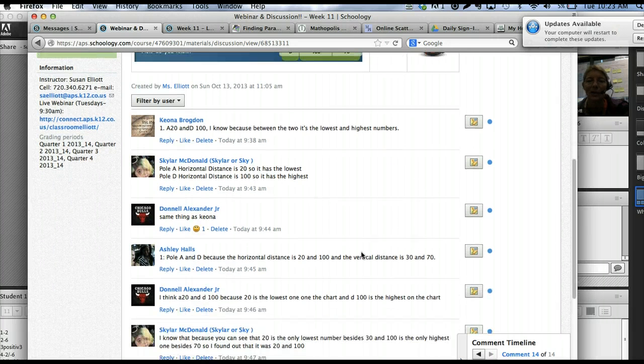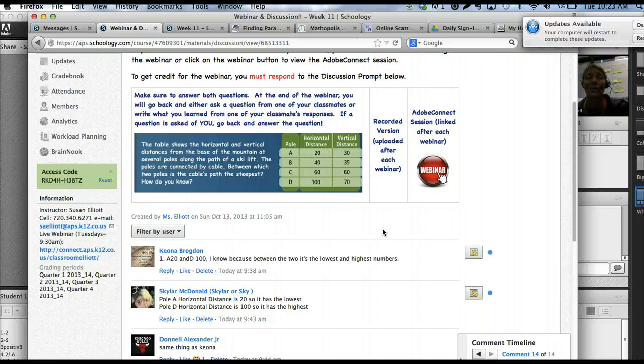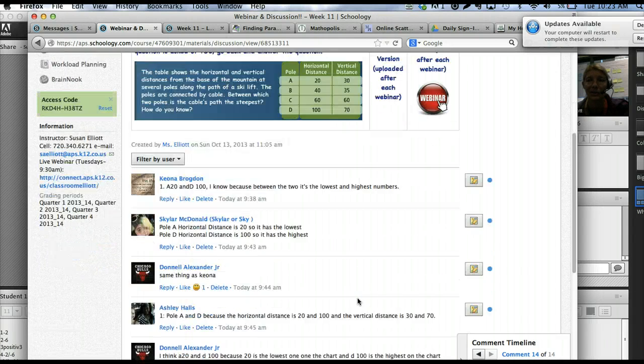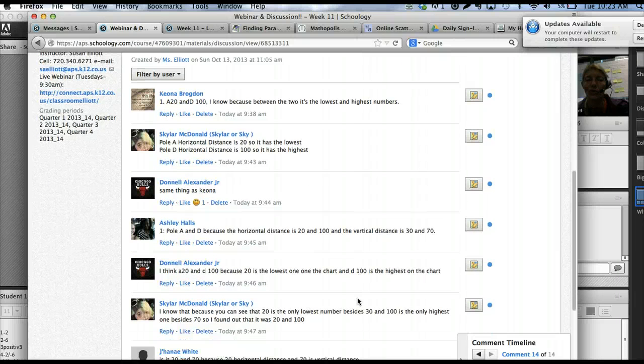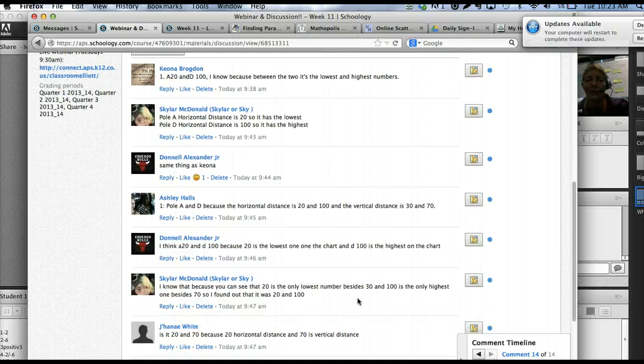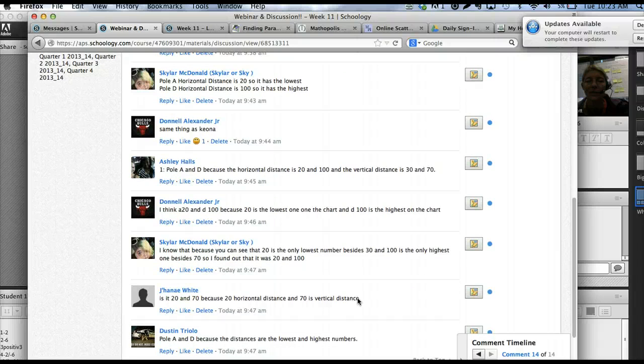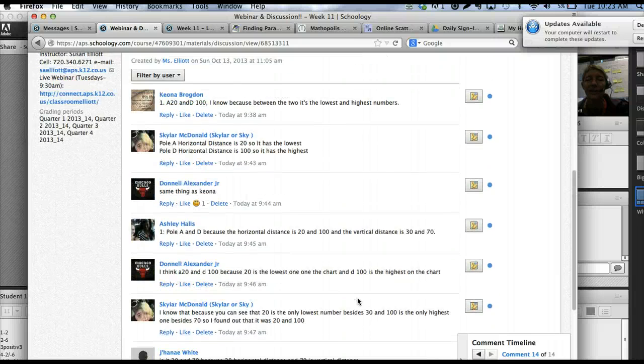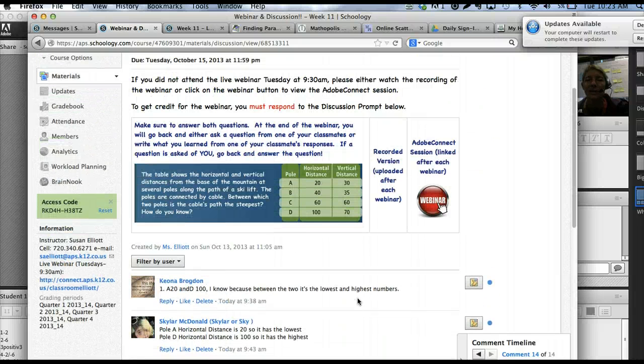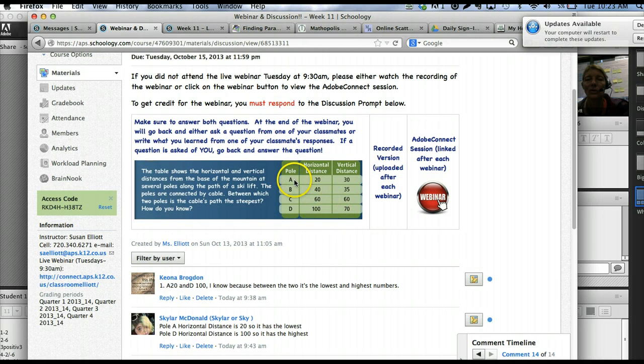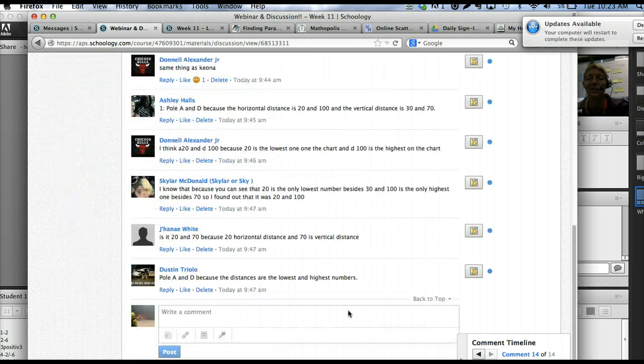Ashley, okay, so that's why you guys make sure you think about it on your own because everybody's going off of what Kiona said, but we're trying to go from one pole to another. Okay, so it says between which 2 poles is the cable's path the steepest. So if you think about going in order, you don't want to skip any poles. Okay, so Janae said it is 20 and 70. Okay, so you guys, what you want to do is between which 2 poles. So like between A and B, between B and C, or between C and D.